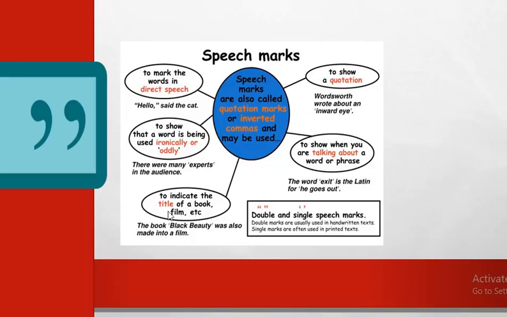To indicate the title of a book, film, etc.: The book Black Beauty was also made into a film. To show a quotation: Wordsworth wrote about "an inward eye". To show when you are talking about a word or phrase: The word exit is the Latin for "he goes out".